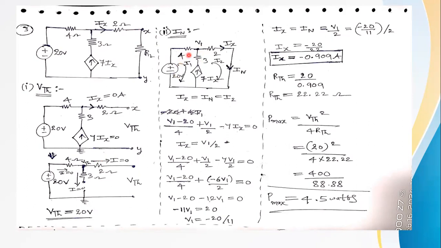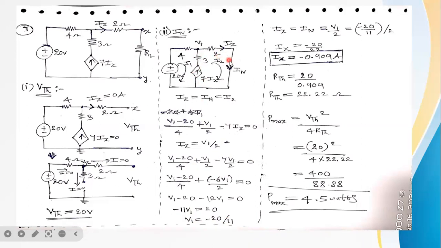So (V1 minus 20) by 4, plus V1 by 2, and this current is entering into the node, that's why minus 7Ix is equal to 0. Ix and IN are both the same, and this current is nothing but V1 by 2. This is the ground. That's why V1 by 2 is equal to IN or Ix. Substitute Ix equal to V1 by 2 in this equation and simplify, then you will get V1 is equal to minus 20 by 11.